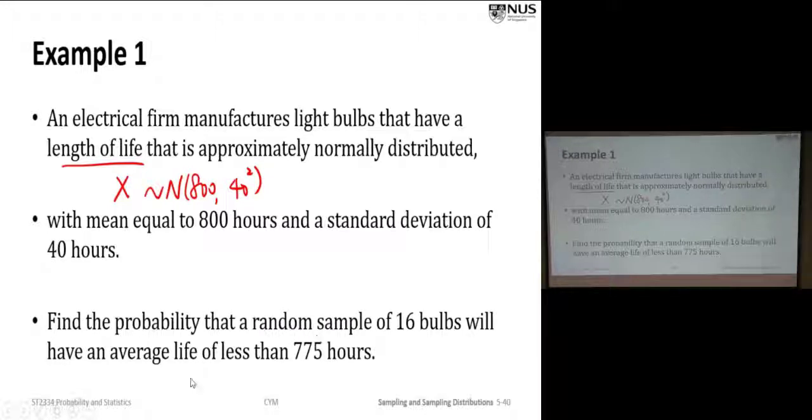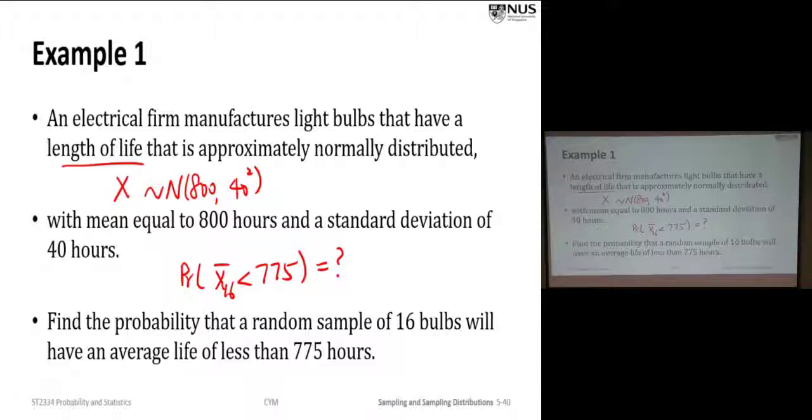Then find the probability that a random sample of 16 will have an average life less than 775. In other words, we are asked to find the probability that X bar, from a sample of 16, is less than 775. So what is this probability?